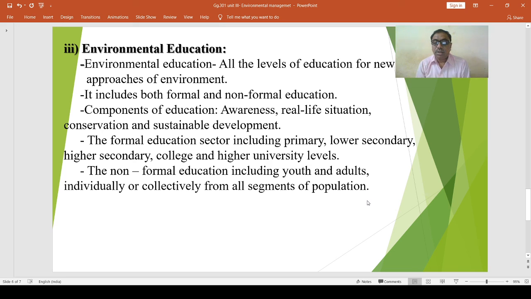The subsequent intergovernmental conferences on environmental education were held. Awareness, knowledge, attitudes, skills, evaluation ability, and participation. To control the environmental problems, make the people environmentally educated, and to understand the basic principles of ecology.